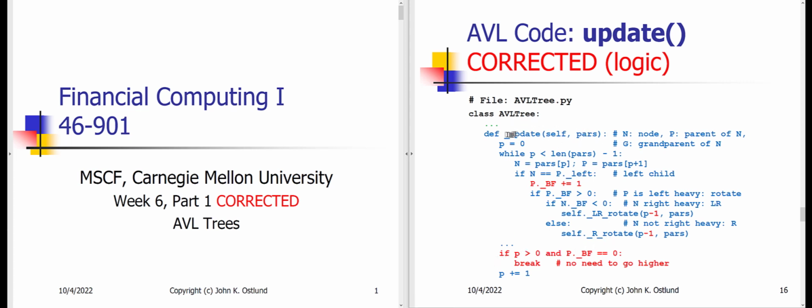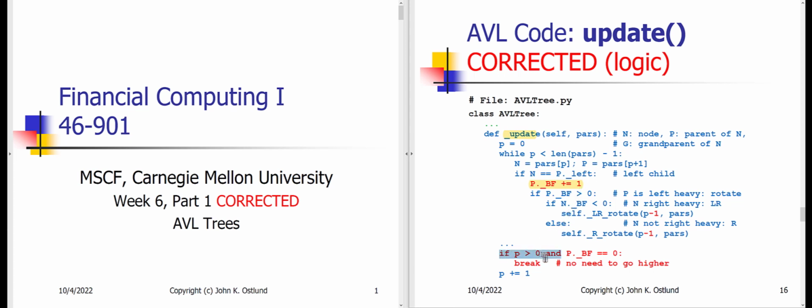Then in my update function, where we're traversing through and updating the balance factors at the nodes and also making decisions about whether to rotate or not, I was increasing my balance factor. This is for a left insertion. I was increasing my balance factor too late. So I moved that balance factor update earlier.